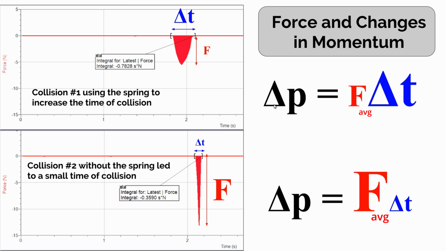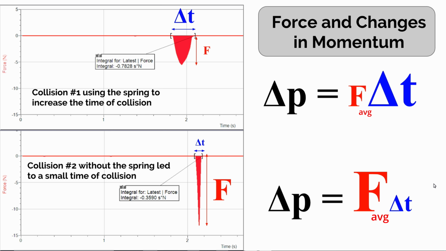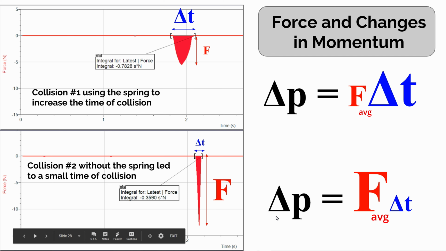So you can change an object's momentum by using a small force over a long time, like in collision number 1, or we saw in the second collision where we didn't use the spring, that the car changes momentum with a large force over a small time. So both of these examples show that you can change an object's momentum with a small force over a long time, or cause the same change in momentum if you have a large force over a small time.